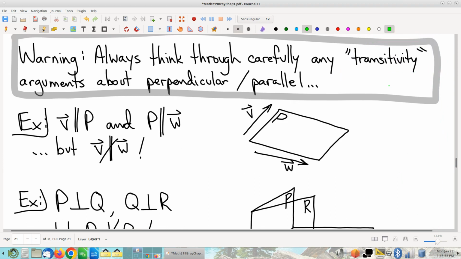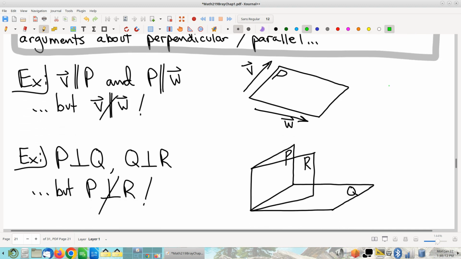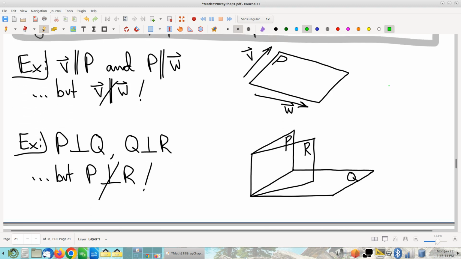And I've seen it a million times on exams that students will make what symbolically, semantically feels like it ought to work, but geometrically it's just nonsense. Right? So here's a couple of examples of transitivity landmines, you might call them.